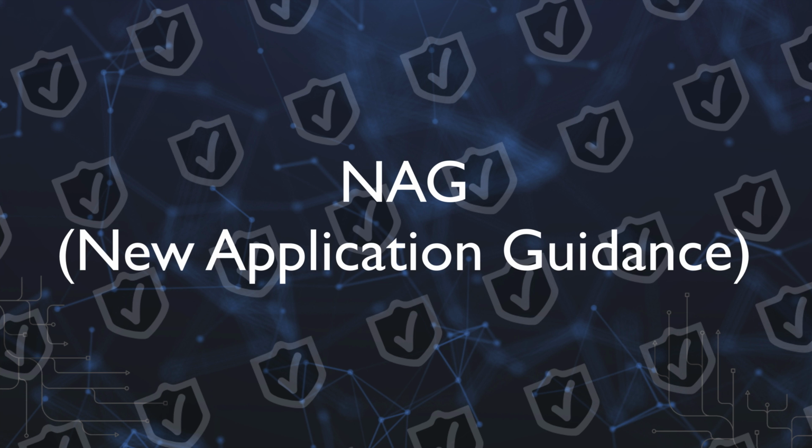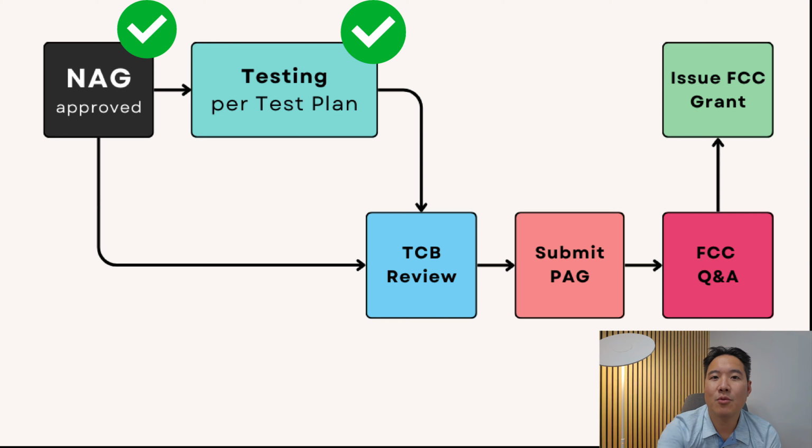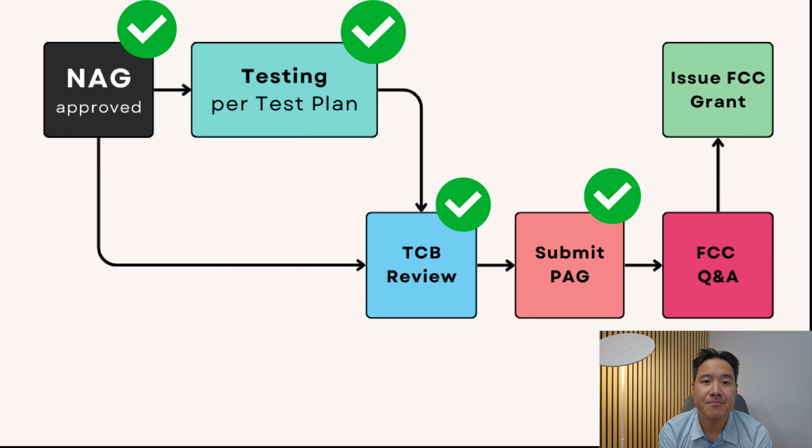So NAG stands for New Application Guidance, which is an inquiry submitted knowing you need PAG, but you want to get ahead of it so that when you submit to the FCC, it's pretty much been mostly reviewed already. And so what happens is that the test plan is already set, and it's just a matter of checking the reports in alignment when it comes to the NAG being used for a PAG.